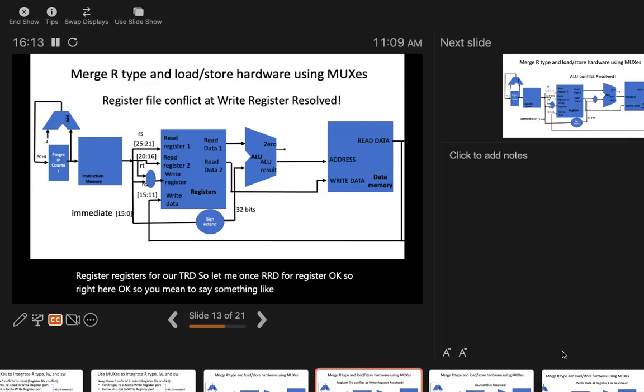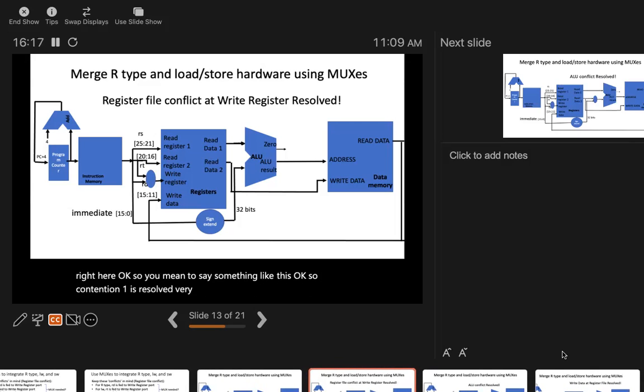Okay, so contention number 1 is resolved. Very good. Contention number 2. Contention number 2 is at the ALU second input. Because for load word and store word, the second input will come as the sign extended immediate value, but for the R type instruction, it will come from read data 2.